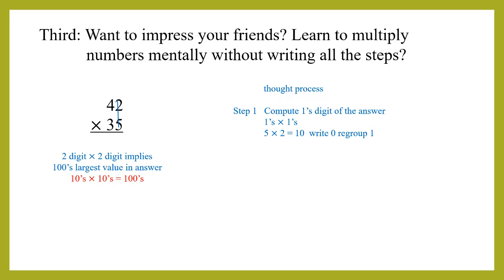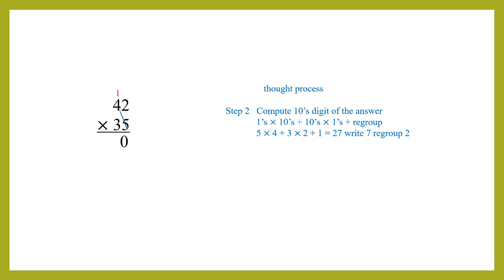So we have to take ones times ones. So we take 5 times the 2, which is 10. Write the 0 in the answer, regroup the 1. Step 2, compute the tens digit of the answer. Well, if you think about place value, the only way you're going to get tens is ones times tens or tens times ones. So you take the 5 times 4 is 20. 3 times 2 is 6. 20 plus 6 is 26. Plus the regroup of 1, you get 27. So you write the 7 in the answer, regroup the 2 to the hundreds place.